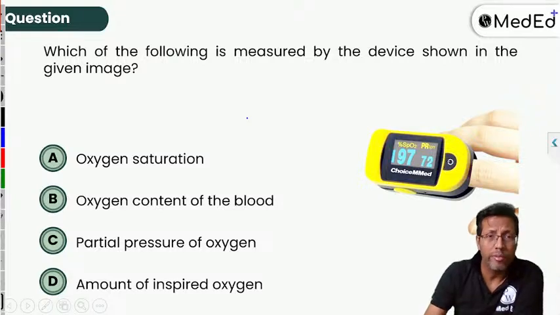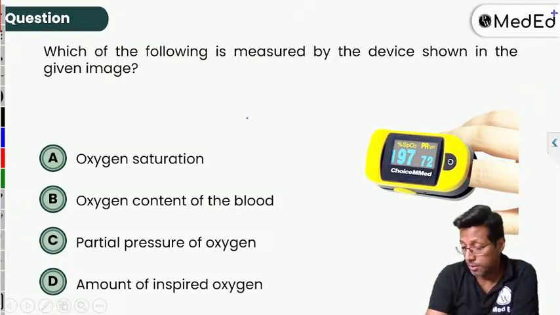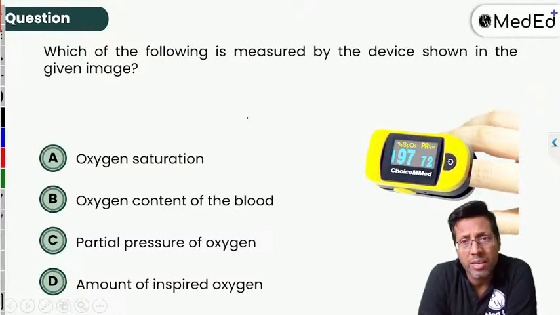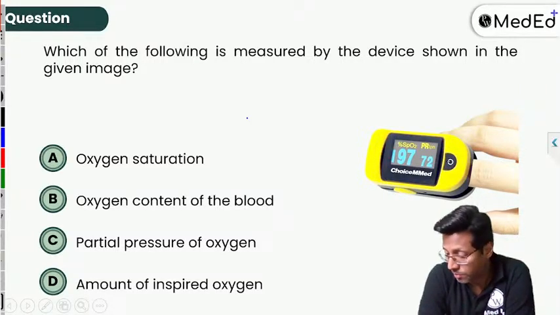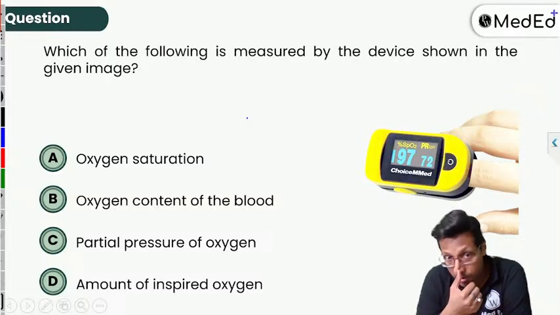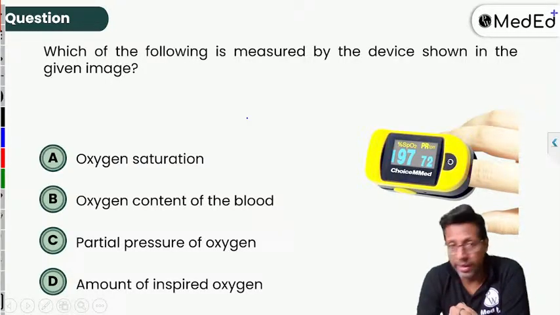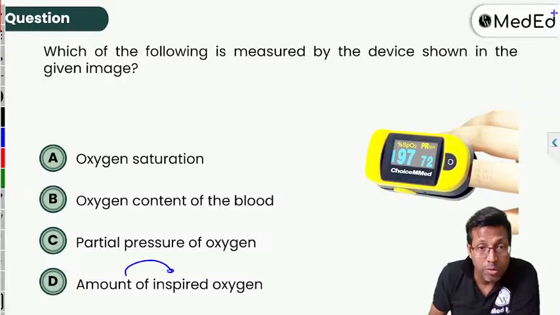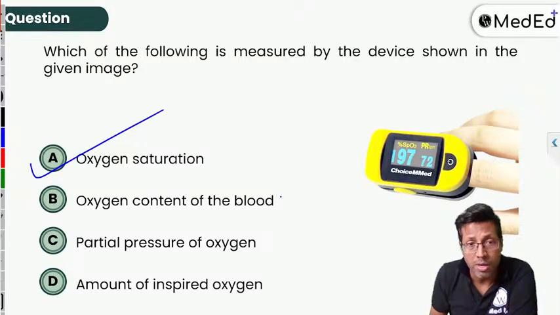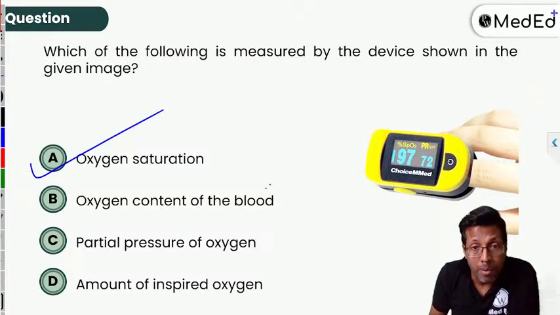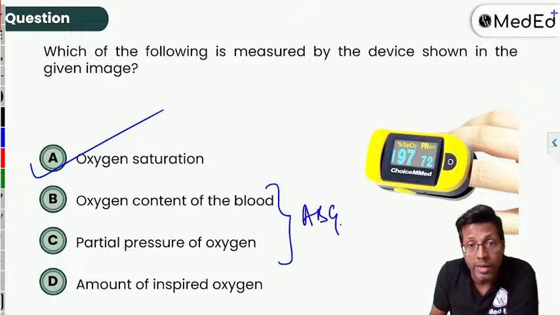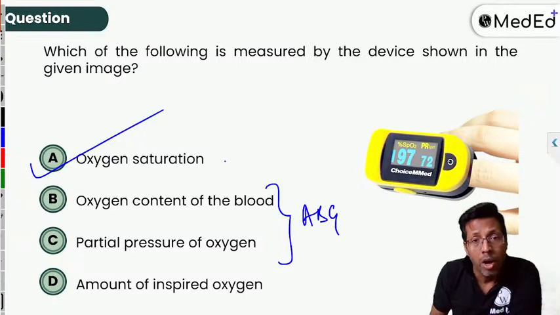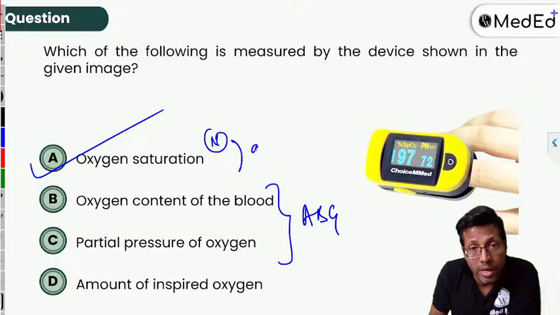Next, which of the following is measured by the device shown in the image? Correct. The point was not to get confused with inspired oxygen, partial pressure, oxygen content, none of that. The answer is oxygen saturation, right? The oxygen content and partial pressure, all this you will get to know from the arterial blood gas sample, ABG. Oxygen saturation should normally be more than 95%.